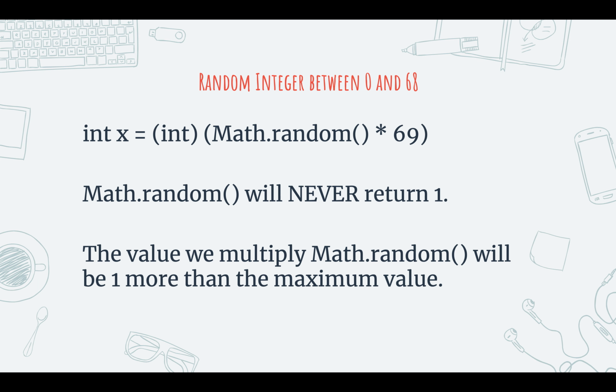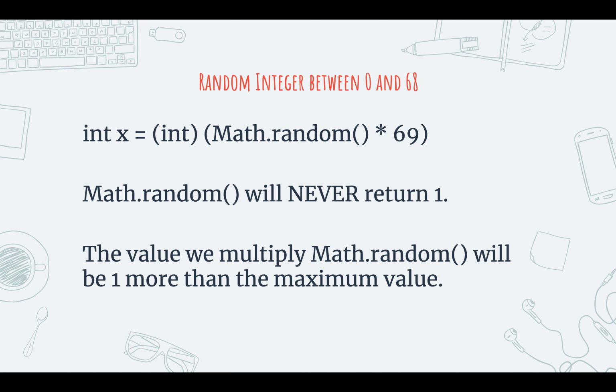So let's say we want a random integer between 0 and 68. Well, since it can spit out 0, we don't need to add any values because 0 is within our range. However, we do want 68 to be within our range. So in that case, we would have to bump up the number. 68 now has to become 69. Why do we do this?